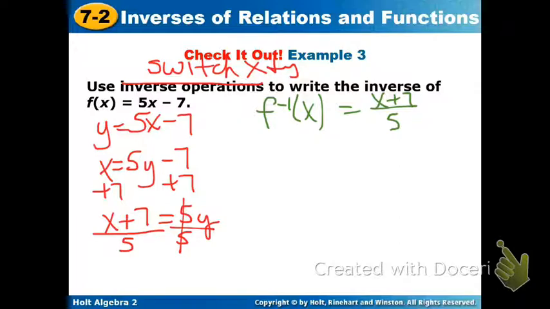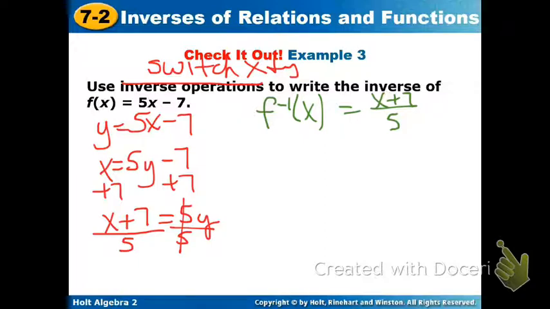Now, if you wanted to, you could split it up, but I would not do that. That'll make it harder for you to check it. So that is the inverse. This is a little more complicated than that first one. It's not just changing signs like the first one. We get into some that require more steps.